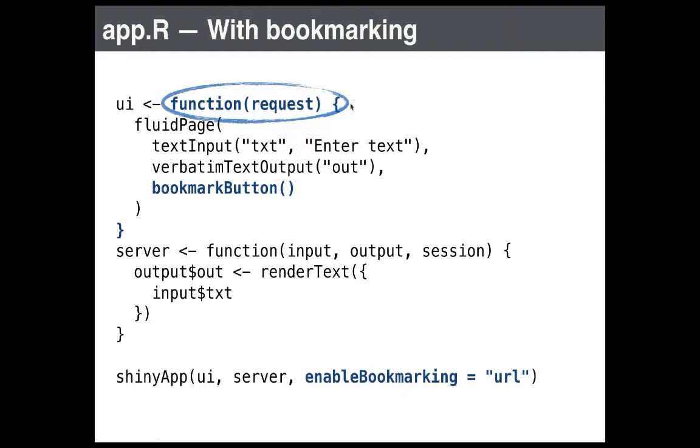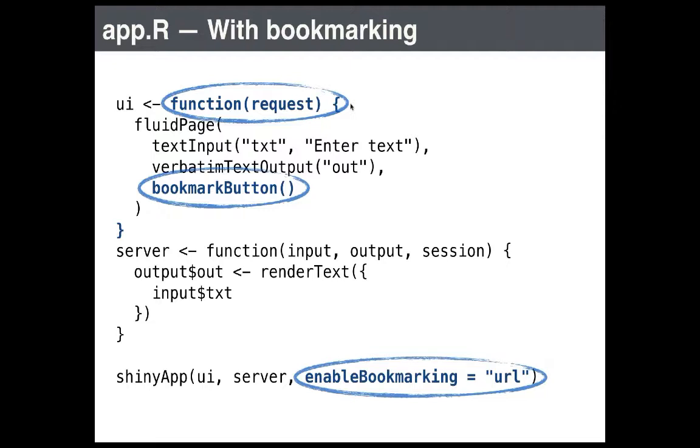There are other reasons to use it that aren't related to bookmarking. Okay, the next thing that we need to add is a bookmark button somewhere so that the user has a way to actually tell us that they want to bookmark a particular state. And then when you call shinyApp, you just need to add this part at the end, enableBookmarking equals URL. You just need to add that one argument.